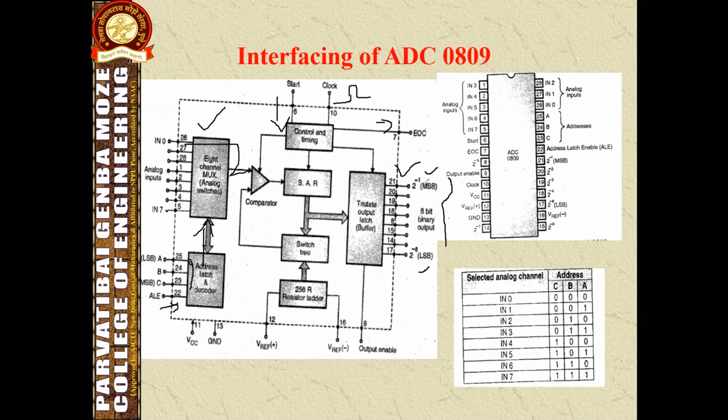Here 2 to the power minus 1 is nothing but the MSB bit, where the digital output will be available, and 2 to the power minus 8 is the LSB bit. The output is present at the output terminal, and it can be accessed after enabling the output enable. If output enable is active, you can access these outputs. So this is the information of the pin diagram.